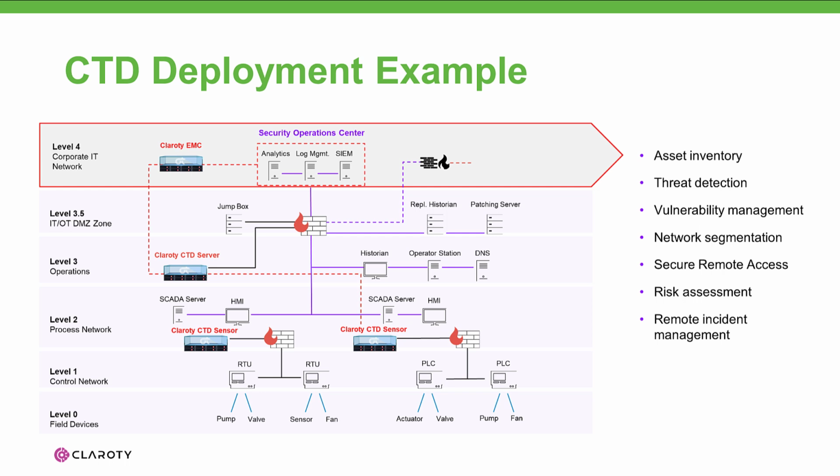Purdue Level 2 of this diagram shows a good example of the phased approach. Level 2 contains two switches from which we want to gather data, but the core switch doesn't provide visibility into this traffic. The way around this obstacle was to install CTD sensors on the Level 2 switches and span data from the lower level switches to those sensors, routing the data back to the CTD server.